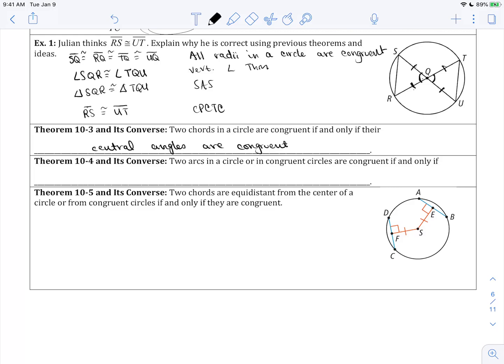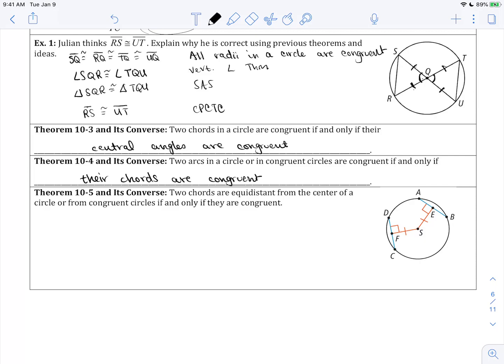Same is true with this one. Two arcs in a circle or in congruent circles are congruent if and only if their chords are congruent. Okay, and again with this one, the converse is also true. So two chords are congruent in a circle or in congruent circles if and only if their arcs are congruent. Okay, so both are true.